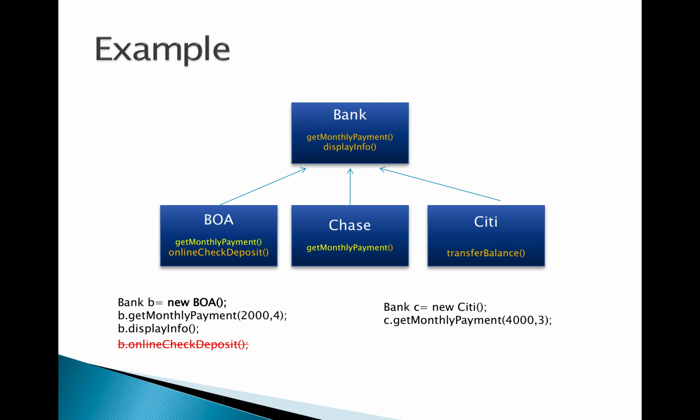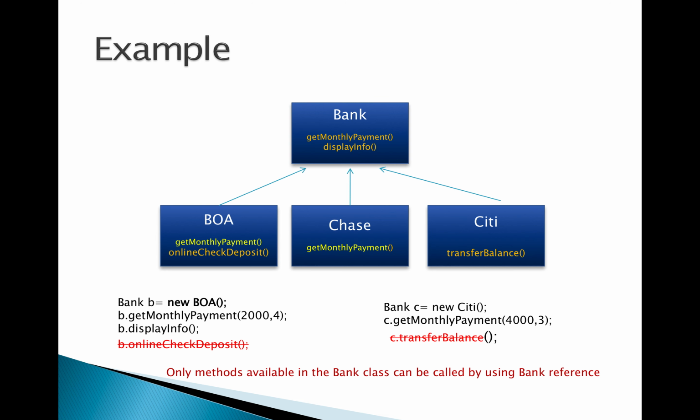But still, the city object is the one which is created, right? So it is going to call Citibank's get monthly payment. Since we have not overridden this method in that class, it is going to call the bank class's implementation. And now, when you call c.transferBalance, it is going to fail because transferBalance is a method present in Citibank. For that, you have to have a city reference, not a bank reference.